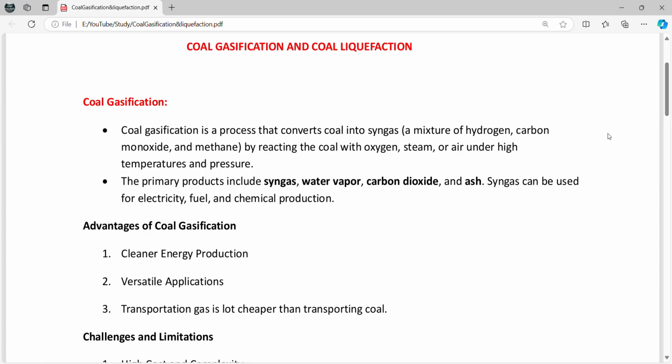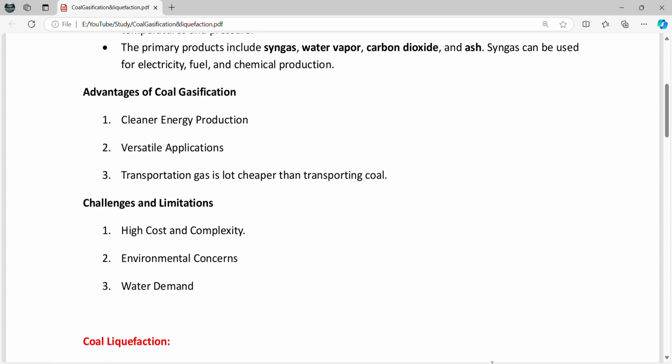Coming to the advantages of coal gasification, it produces cleaner energy compared to burning coal. We are saying it is cleaner energy production because pollutants can be removed before the syngas combustion, and it also has versatile applications. Syngas can be used for power generation, fuel production, and in the chemical industry, making it a flexible energy source.